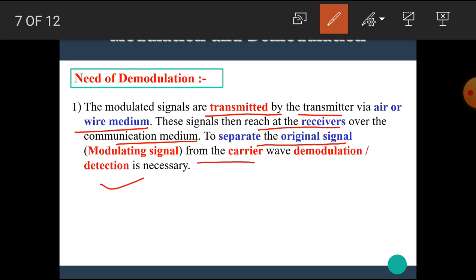That means in the modulation process, the original signal or the information signal is placed over a high frequency signal known as carrier. This carrier is transmitted towards the receiver. At the receiver, we want our original signal back, hence we have to perform detection or the demodulation process on it. Hence, demodulation becomes a very important part of the communication system.